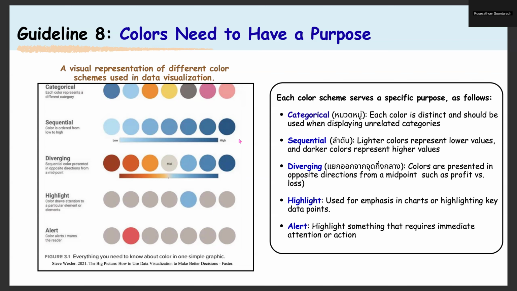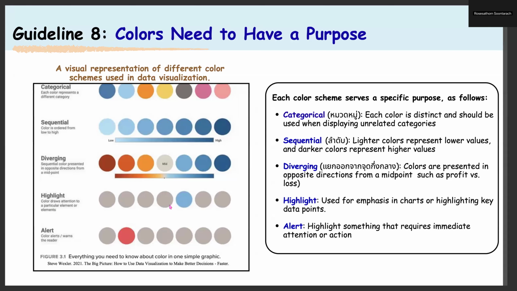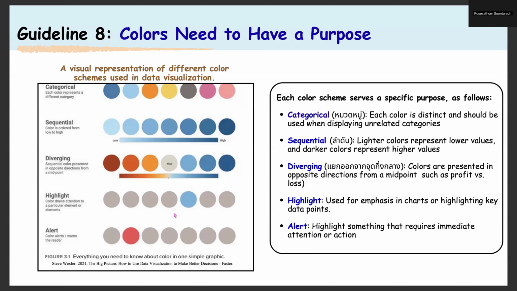Sequential. You need to use lighter colors for the lower values and the darker colors for the higher values. It is a color gradient for data from low values to high values. And then diverging colors are presented in opposite directions from a midpoint, such as profit and loss. We have a midpoint, with one color going to the left and another color going to the right.